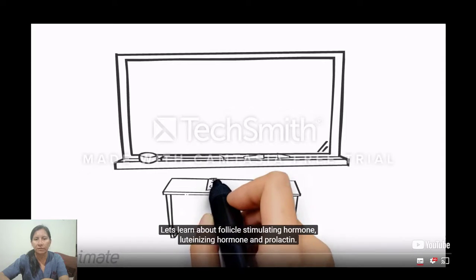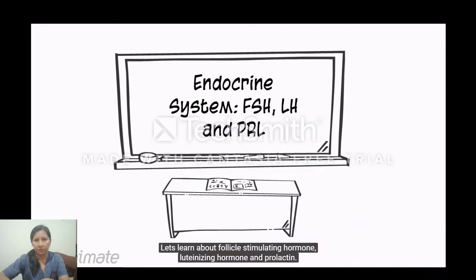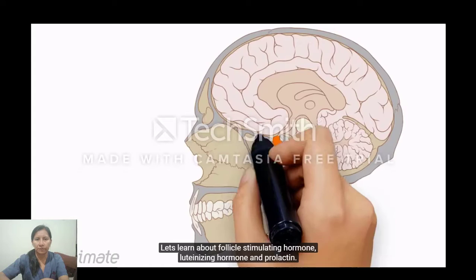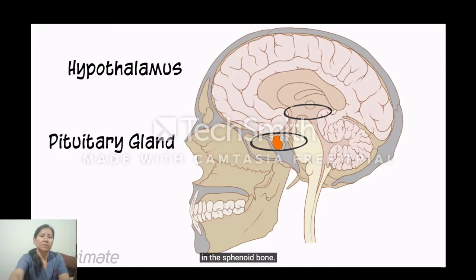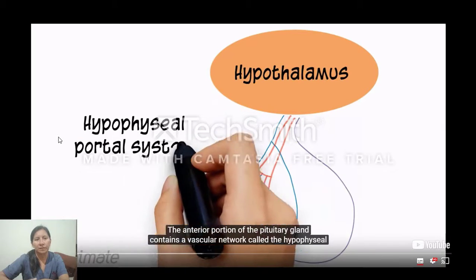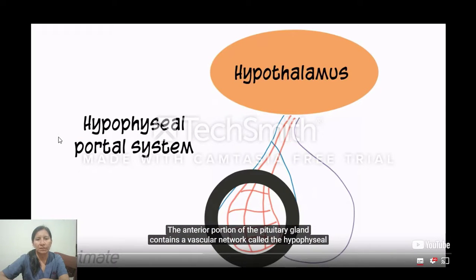Let's learn about follicle-stimulating hormone, luteinizing hormone, and prolactin. These hormones are secreted by the pituitary gland, which is located just under the brain in the sphenoid bone. The anterior portion of the pituitary gland contains a vascular network called the hypophyseal portal system.